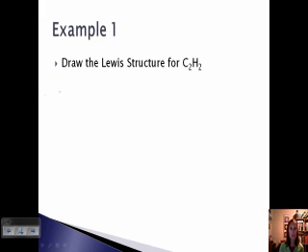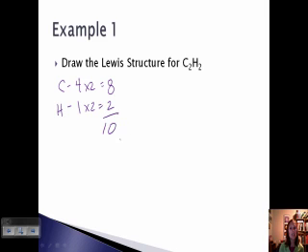Let's do C2H2. Well, carbon is 4 valence electrons, but there's 2 of them, so that's 8 total. Hydrogen donates 1 valence electron. There's 2 of them, so that's 2 total. So I have 10 valence electrons to work with. Now, this is a little tricky, and this is an organic compound. So anything like this that you're not familiar with, I'll make sure to show you how it bonds. But this is how C2H2 bonds.